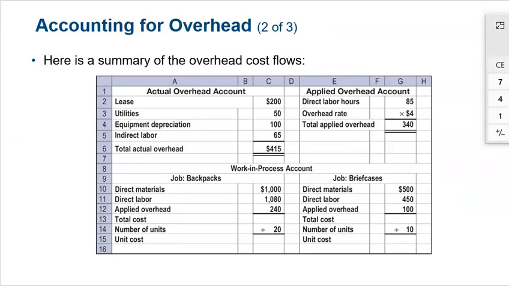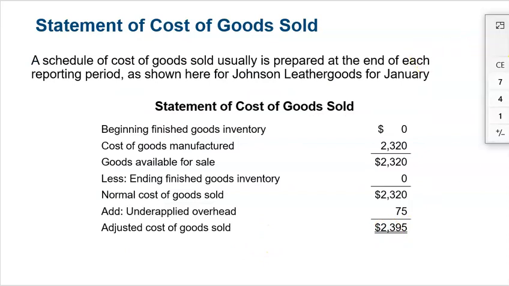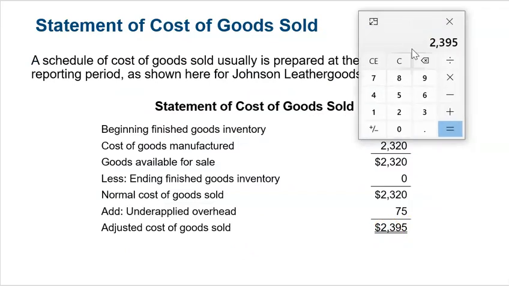Let's see here. Go back over here. 1,000. So our cost of goods sold is going to be the $1,000 in direct materials plus 1,080 for direct labor. Again, this is only for the backpacks job. Plus $240 applied overhead, plus $75 for the underapplied overhead, and that is going to equal $2,395.